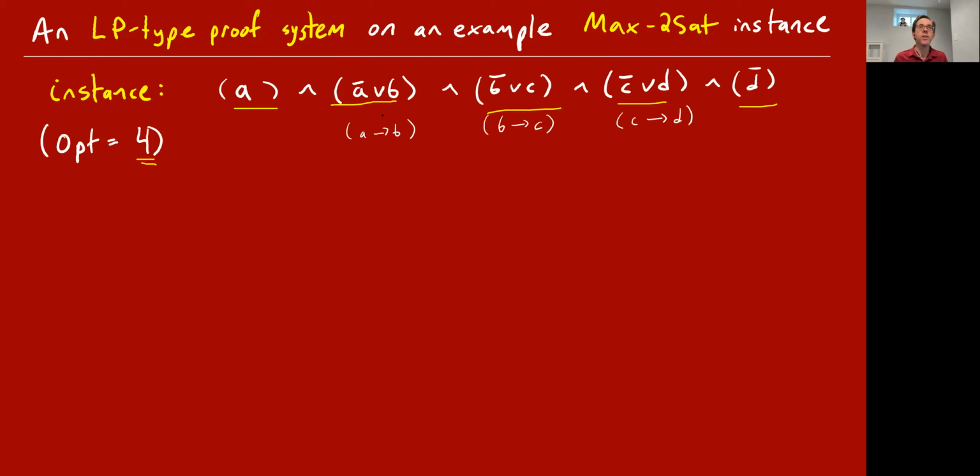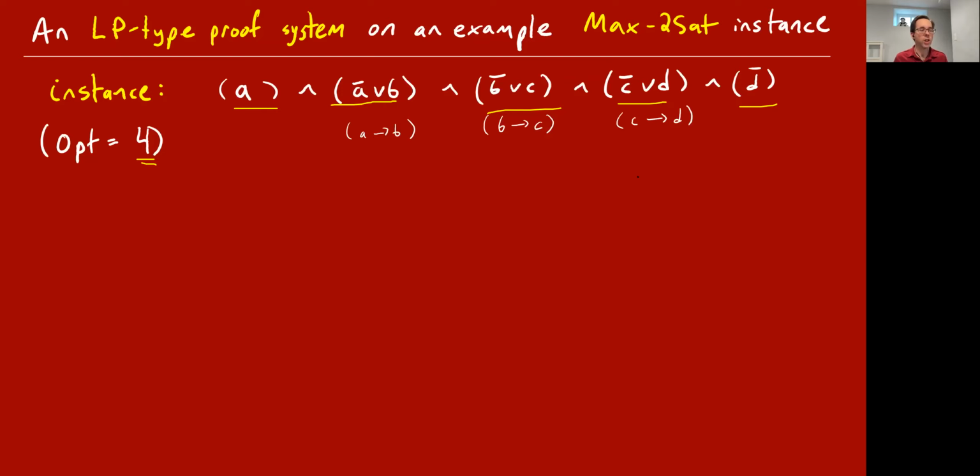One reason is you can view these clauses in the middle as implications, if you remember your basic logic, and this one is the same as A implies B, this is the same as B implies C, and C implies D. So it's impossible to have all 5 clauses satisfied, because if A is true, and A implies B, and B implies C, and C implies D are all true, then D would also have to be true, but this clause is asking for D to be false.